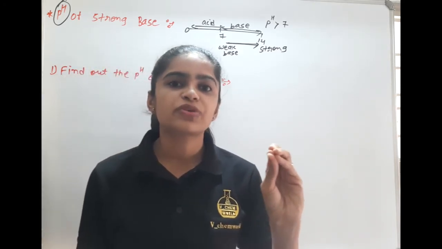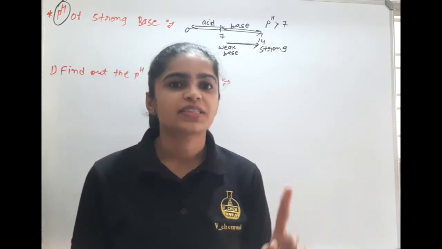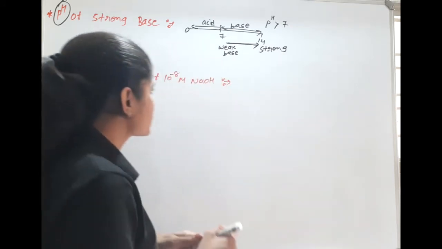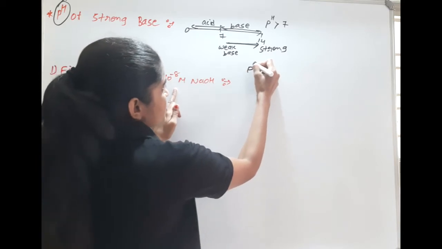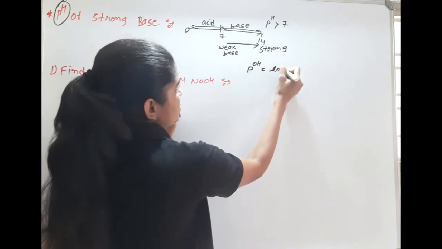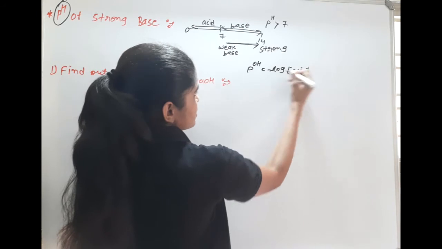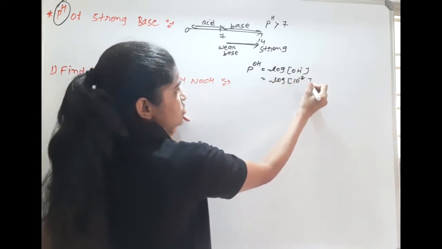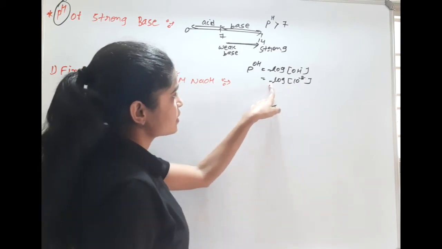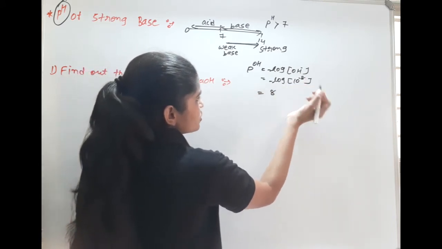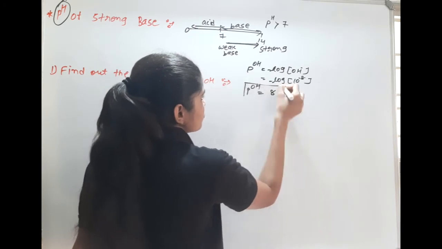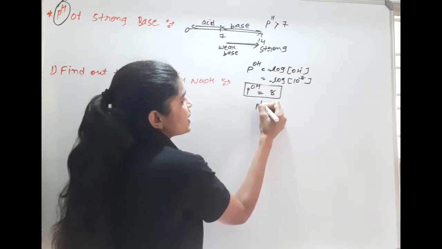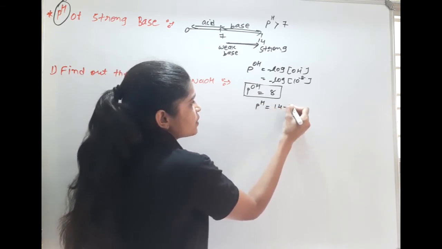So the pOH value is equal to 8, but then the pH value is 6. This is not possible. For example, 10 raised to minus 8: pOH is equal to minus log of OH minus, which is minus log of 10 raised to minus 8. The minus 8 and this minus become plus, and log 10 is 1. So the pOH value is equal to 8. Now find out the pH value.